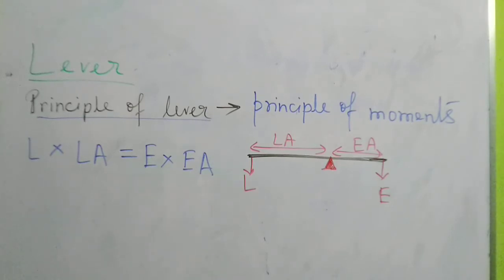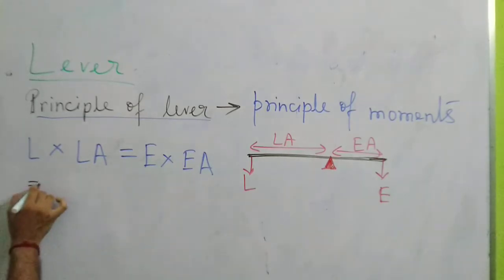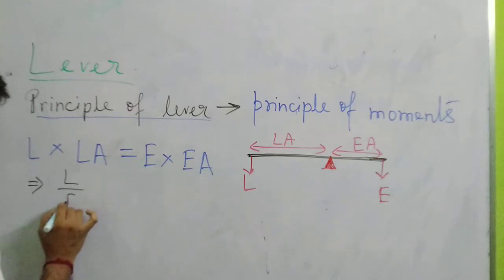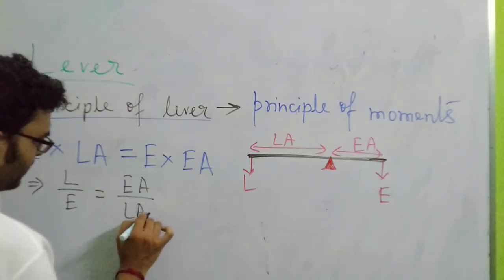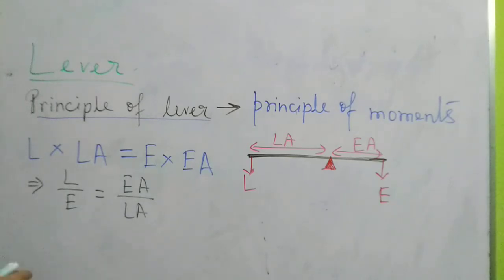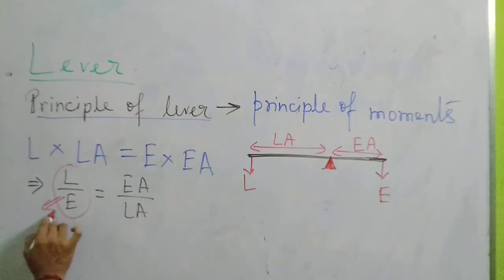So from this I can say this implies that load by effort will be equal to effort arm by load arm. And you know that this term, load by effort, I think you have remembered. If you have not watched the previous video, please go and watch the previous videos. This ratio of load to effort is regarded as mechanical advantage in case of a machine.